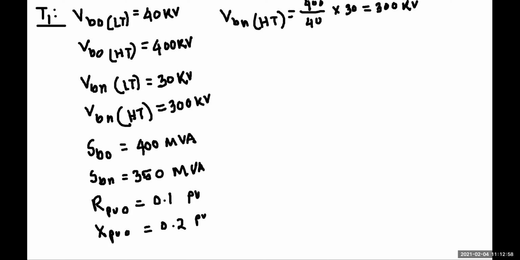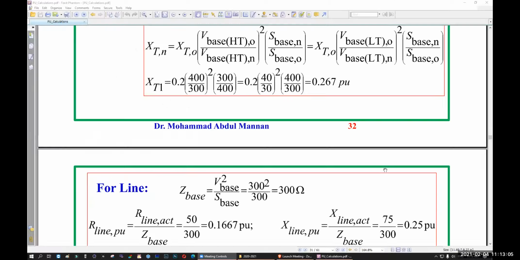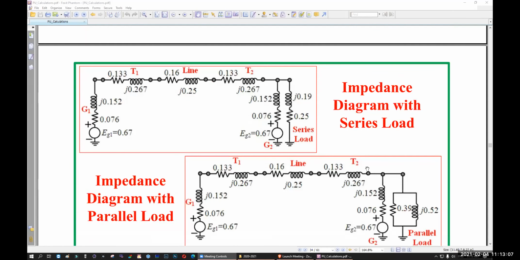How do I know that? See, if you go to the impedance diagram, what are the things you have to know for transformer 1? Do you need to know the voltage? No, sir. You need to know the resistance and the reactance. That means X and R. Right? Yes, sir. Okay.